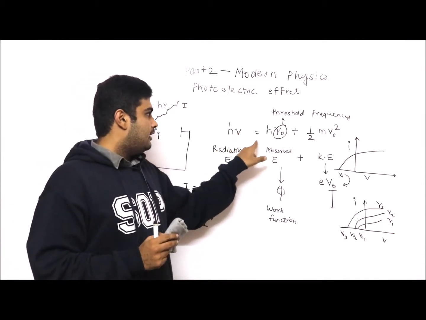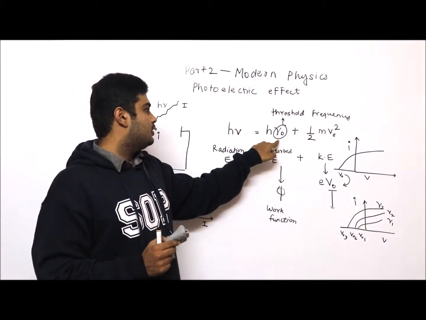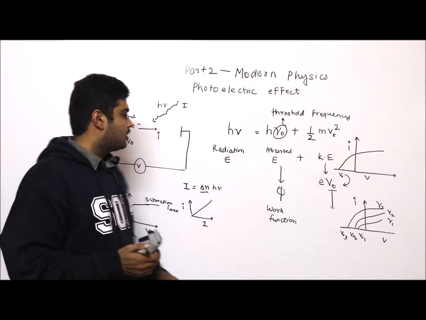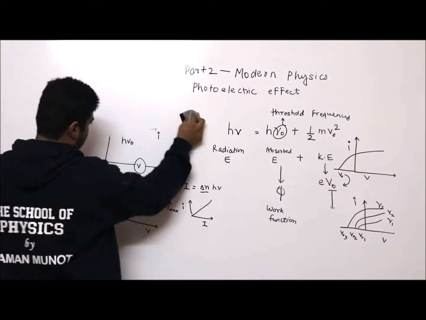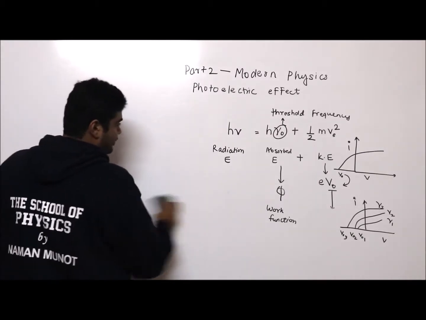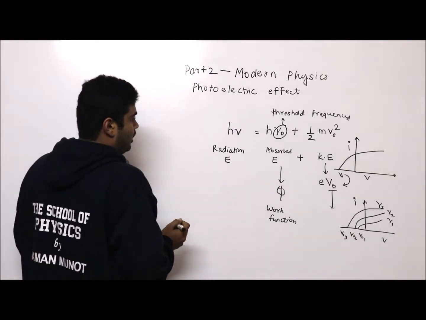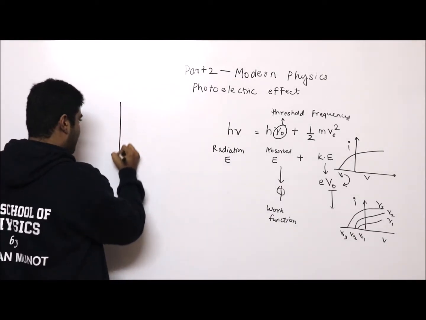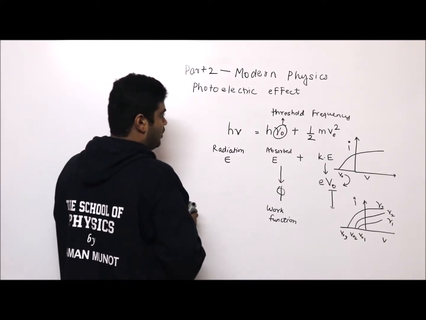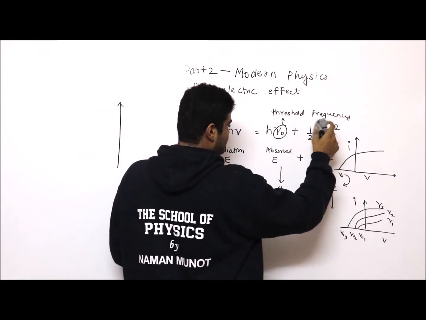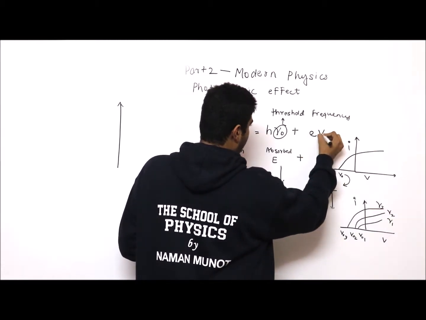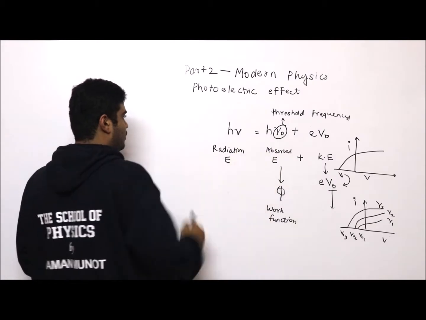Now I'll draw a graph based on this: h mu is equal to h mu naught plus half m v square, which is also e V naught. I hope these fundas are clear to you. So rather than having this half m v square, I'll use e V naught.